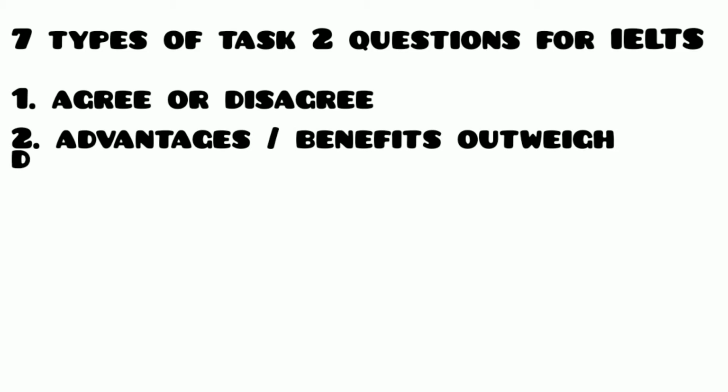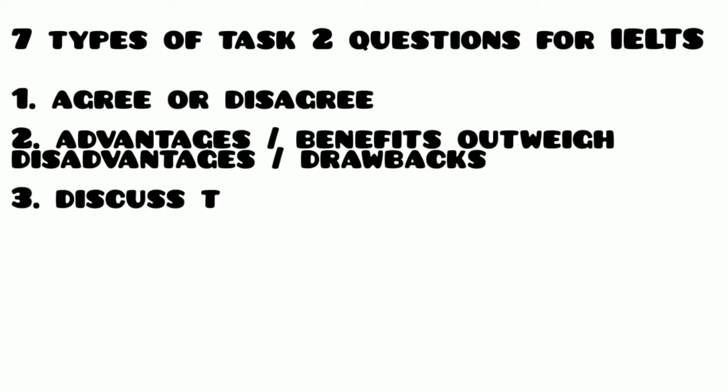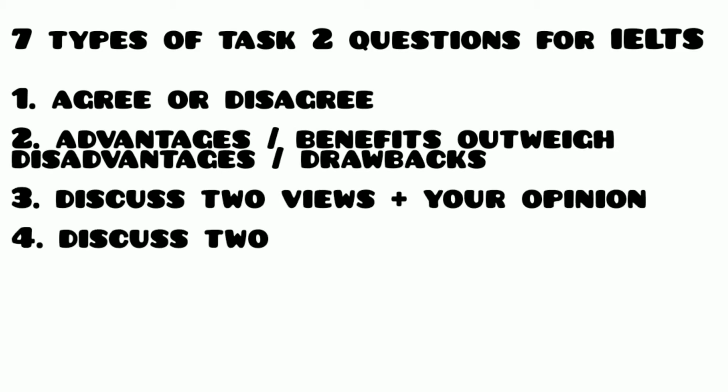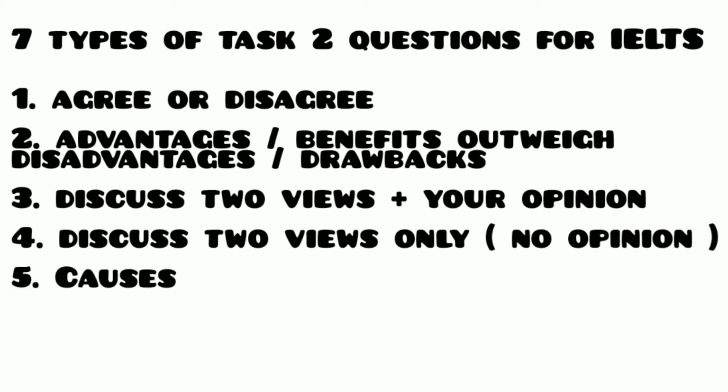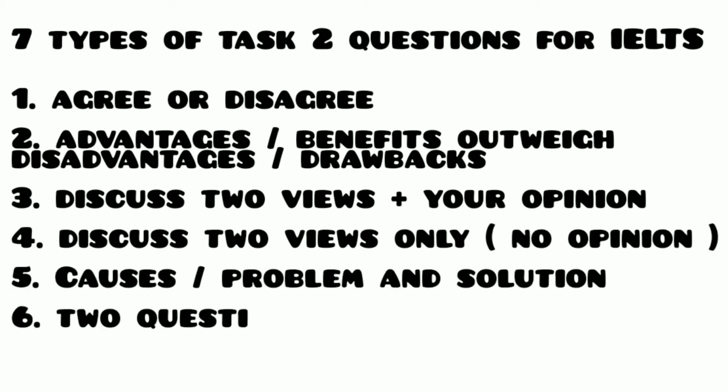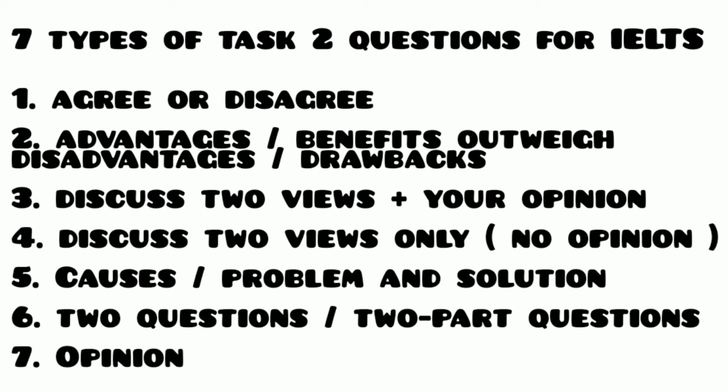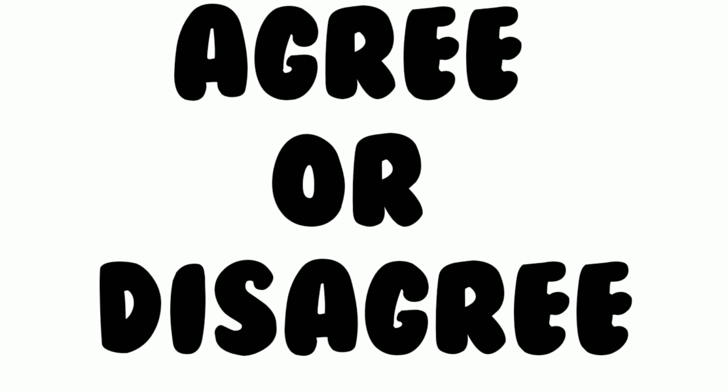Number 1, agree or disagree. Number 2, advantages or benefits outweigh disadvantages or drawbacks. Number 3, discuss 2 views plus your opinion. Number 4, discuss 2 views only, which means no opinion. Number 5, causes and solution or problem and solution. Number 6, 2 questions or 2-part questions. Number 7, opinion. So today we are going to talk about agree or disagree.